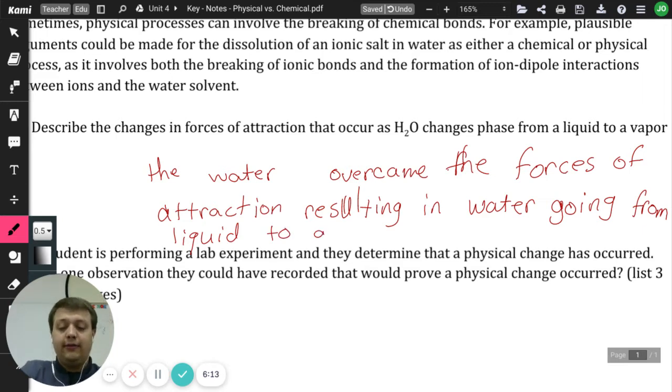So in this case, they were essentially asking us, how were those forces of attraction actually changing? And so essentially the forces of attraction are still there, right? So water molecules, we know that they've got a hydrogen bond that's forming. That hydrogen bond is actually being overcome, which causes that water to turn into a vapor, turn into that gas, because those molecules are moving fast enough to escape. Okay?